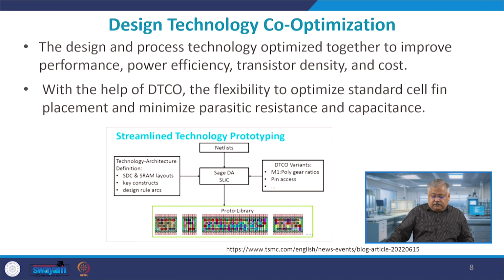An extension of that is done in order to improve the performance, power efficiency, transistor density, and the cost. And the second part which is useful for a circuit designer is that using DTCO, the standard cell optimization is there, and how you place that CFET for the best available functionality can also be done using DTCO, right? So this DTCO helps you to actually showcase the best of the physical design as well as the logical design.